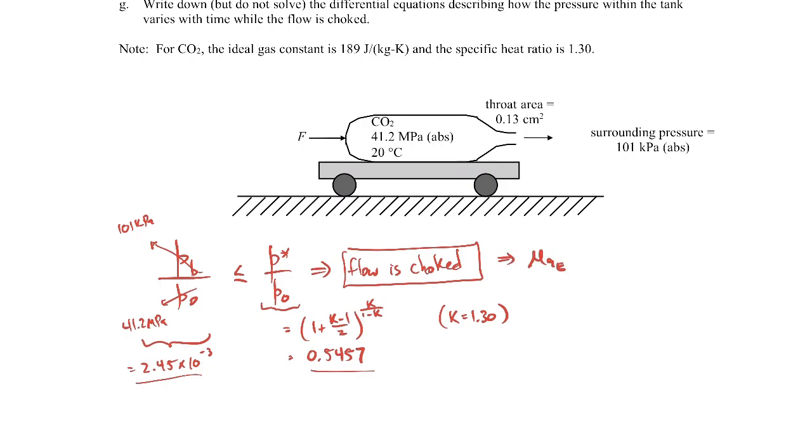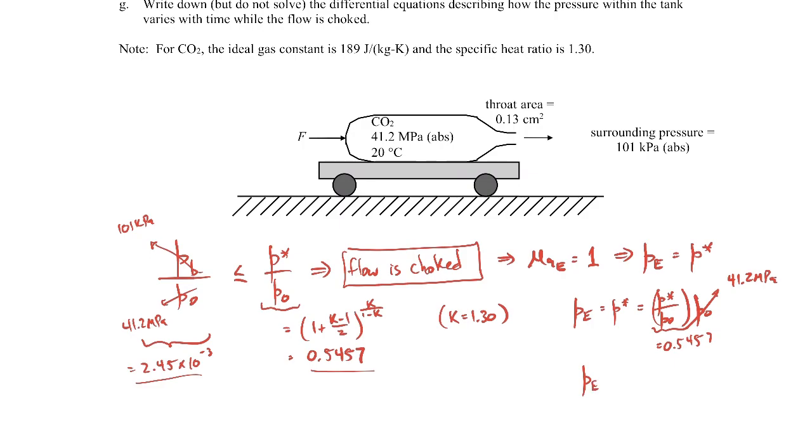number at the exit will be equal to 1, which means that the pressure at the exit will be the sonic pressure. And we can find that sonic pressure by just using this ratio that we just calculated a moment ago. Since P star over P naught is 0.5457, we can find P star because we know P naught is the 41.2 megapascals. So PE is equal to P star, which is equal to P star over P naught times P naught. We know that this is the 41.2 megapascals, and this ratio we said just moments ago was 0.5457.